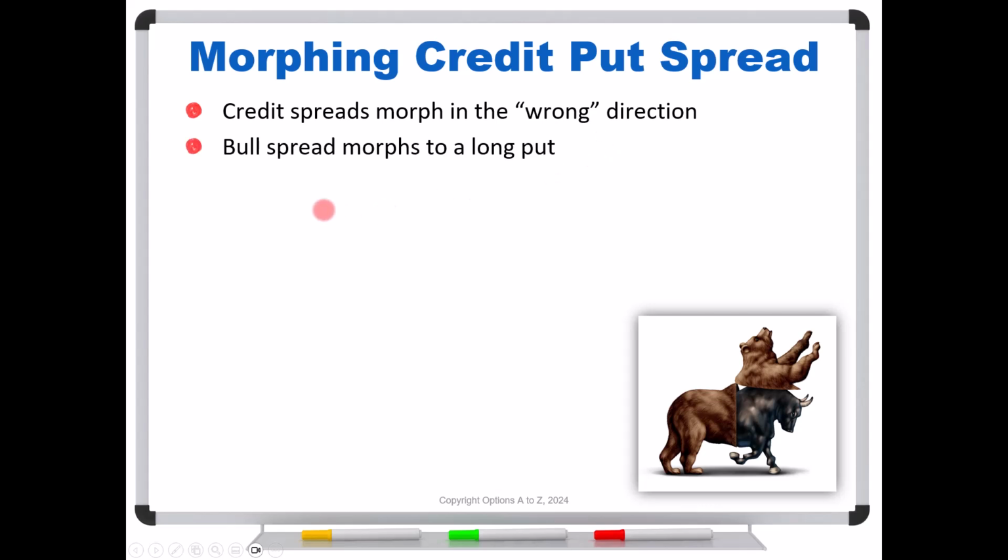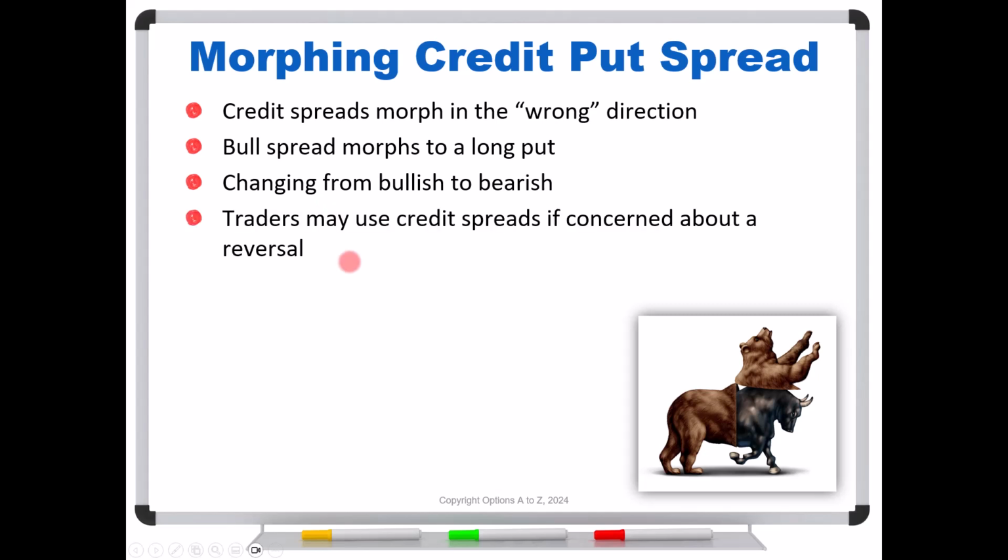All right, so remember that bull spread morphs to a long put. It's going to morph to the wrong direction. You're changing from bullish to bearish. So again, the reason that traders might use credit spreads, one of the reasons, is if they're concerned about a reversal. So I hope that sheds a little bit more light on some of the reasons for considering a debit spread or a credit spread. Again, it's the ease of the morph.